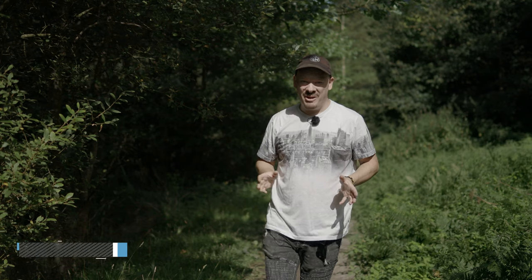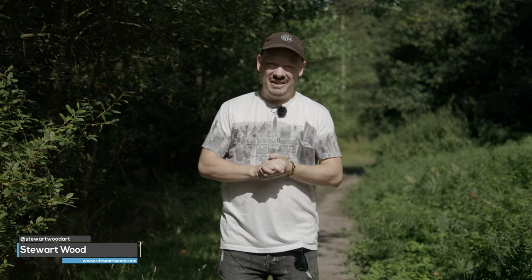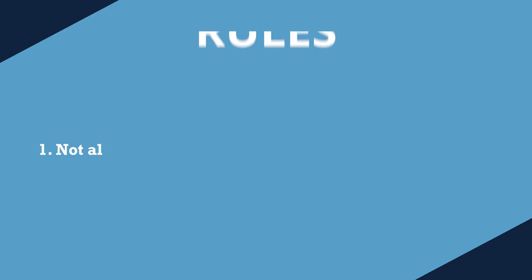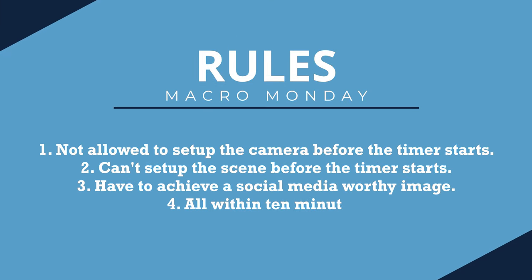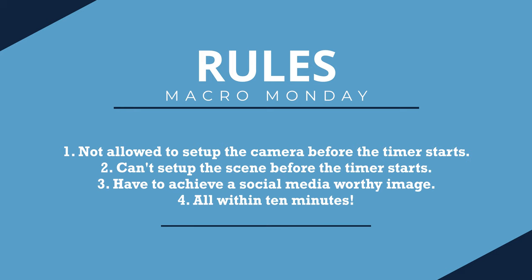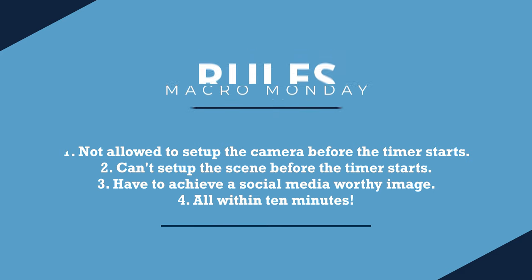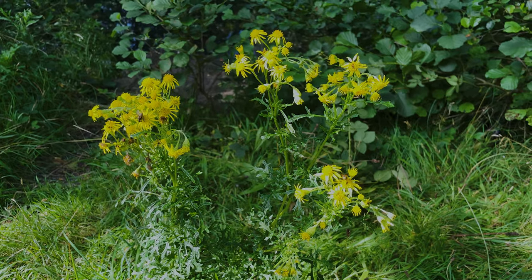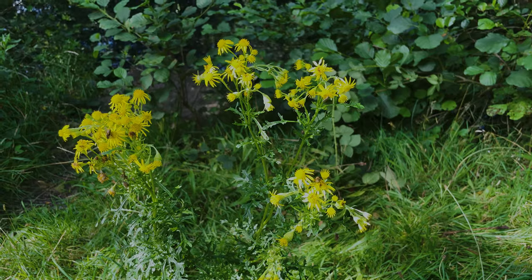So in this episode of Macro Monday, we have come outdoors to do a shoot. Now you know the rules of Macro Monday, they're very simple. I have 10 minutes to set the camera up, set the scene up, and get a social media worthy shot of an insect or whatever subject I'm photographing all within those 10 minutes. But this one is going to be slightly different, because we already have a scene picked out, which is this flower down here, that means that we haven't got to set the scene up.